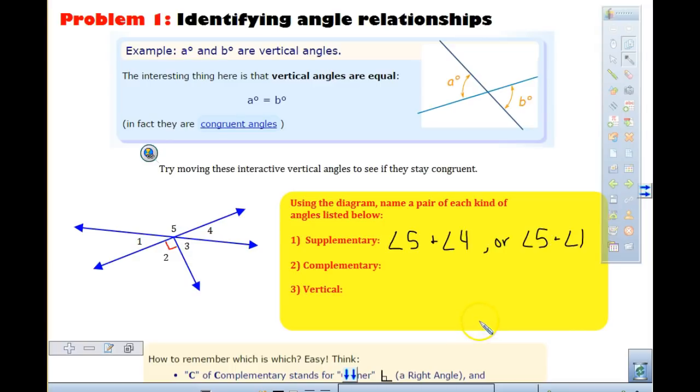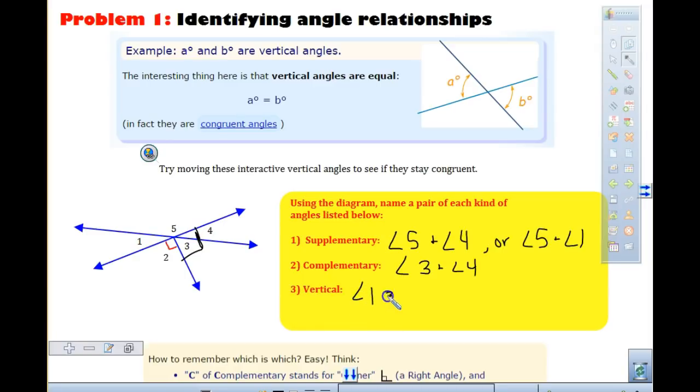Complementary: look where your right angle is. You should be looking at angle 3 and 4. Now 2 is just a 90-degree angle, but it doesn't have two angles. So 2 is a right angle, but because this is along this straight line, that means right over here would have also been a right angle, right? So 3 and 4 are also going to add to 90. Vertical.